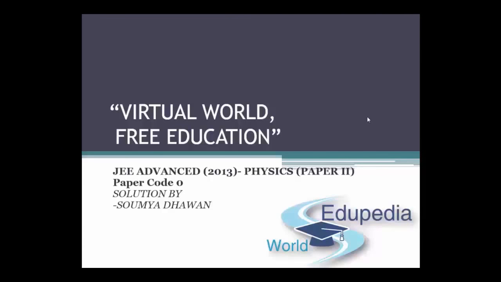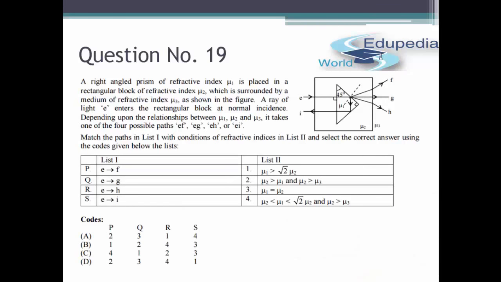In this video, we'll be discussing solutions to problems in the second paper of the 2013 JEE Physics Advanced Question Paper. I'll be working with code 0, but in any other codes the question will be the same, just the order will be shuffled, so you can figure that out for yourself. Let's move on to problem 19.